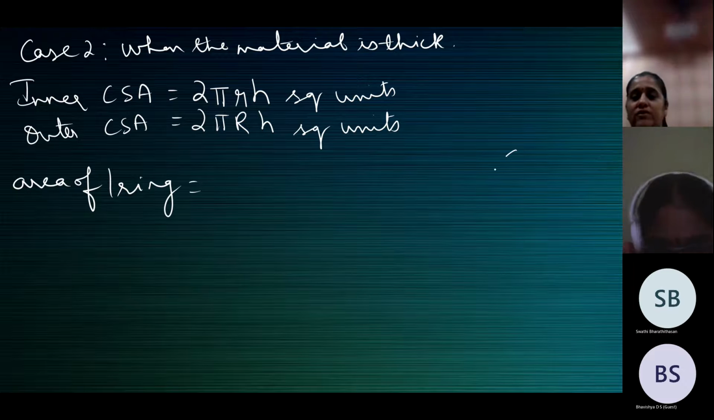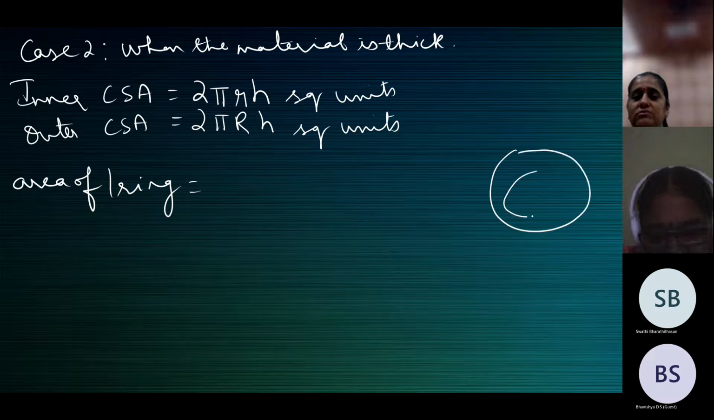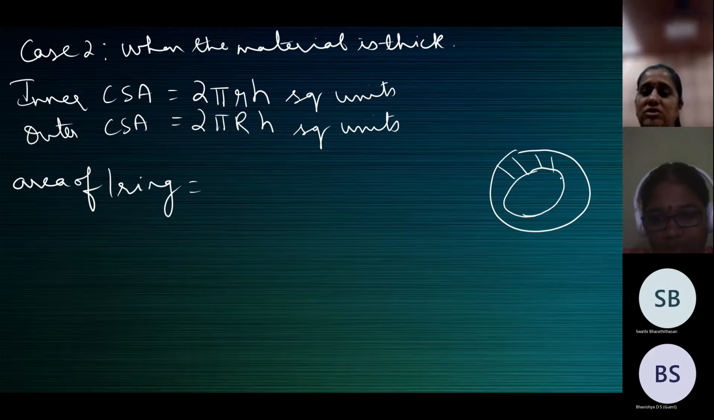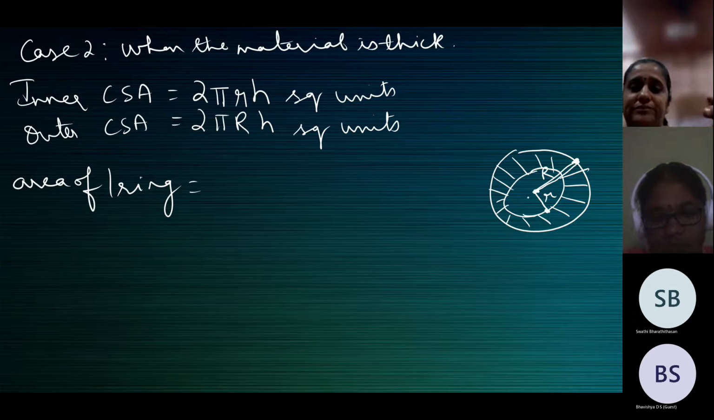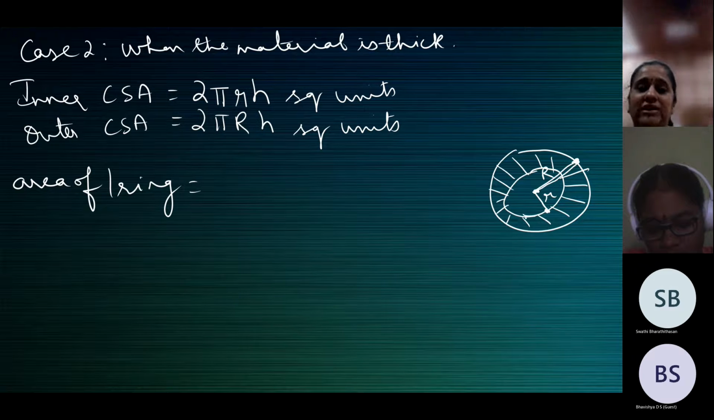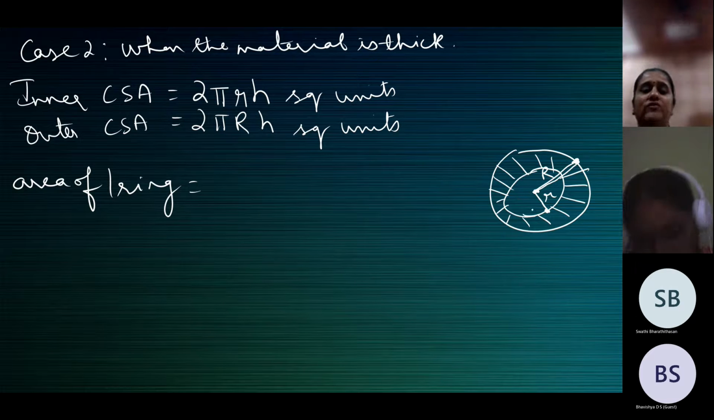How do we find the area of a ring? Okay, don't mind, it's not perfect. These are two concentric circles, and this is the ring. What I've shaded is the ring. From the center to a point on the inner circle is small r. From the same center to a point on the outer circle is capital R. Now you know that the area of the ring is the area of the outer circle minus the area of the inner circle.